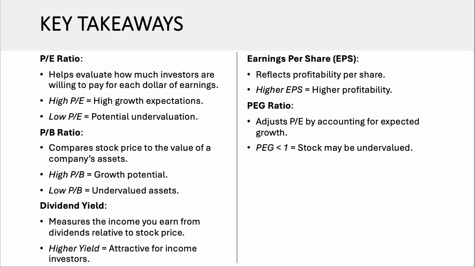So, to conclude, we can sum it up as the market ratios are essential for making informed investment decisions. By understanding ratios like the PE, PB, dividend yield, EPS, and PEG, you can better assess a company's value and growth potential. Remember, these ratios are most useful when compared to industry averages and historical trends.